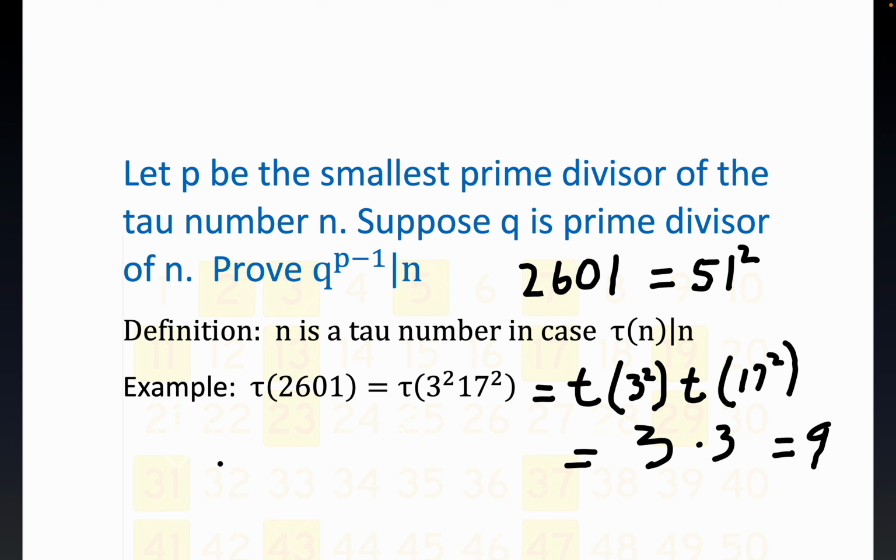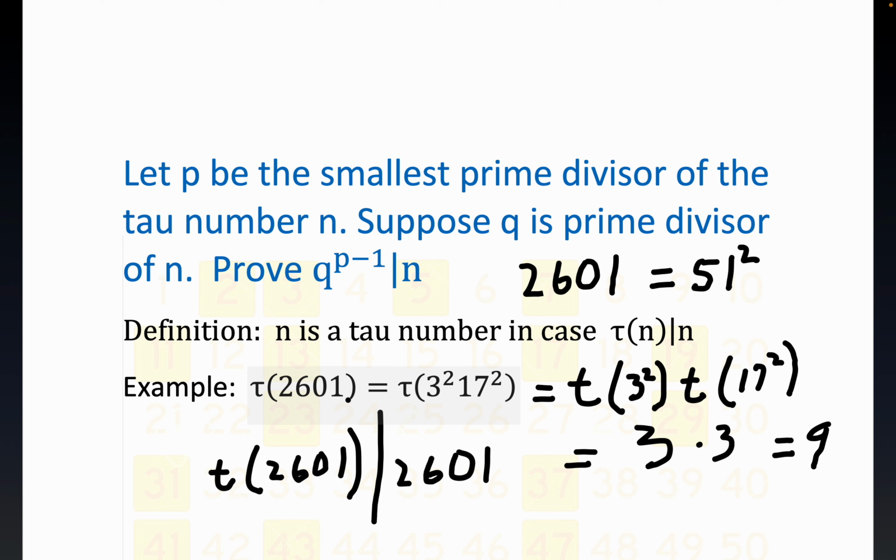Tau at 2601, tau evaluated at 2601 divides 2601, and that literally is the definition of a tau number. So tau is getting used in two senses here, as a number theory function that counts the divisors, and also as a certain type of number. So we've just established that 2601 is a tau number, okay?